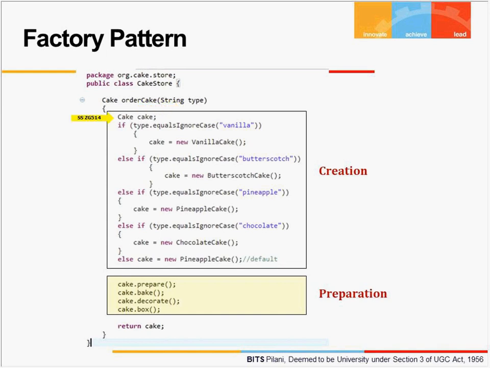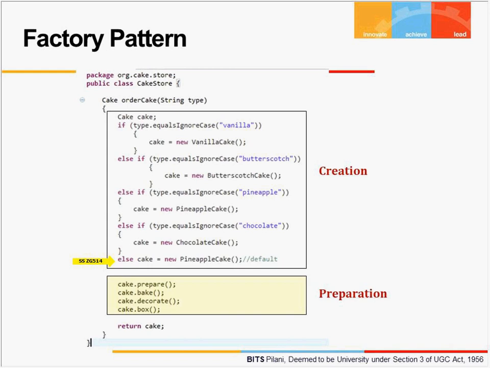Okay. I create a cake instance of the cake interface, right? Based on the type that is passed in the type parameter, I instantiate an object of that particular cake. So in case the string contains vanilla, then I create an object of vanilla cake and assign it to the cake instance, right? Similarly, if it is butterscotch, then I create an object of butterscotch. Then I create an object of pineapple cake. If it's chocolate, then an instance of chocolate cake. And then finally, default, if something else is specified, then it's by default a pineapple cake.